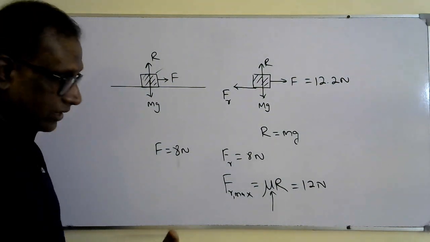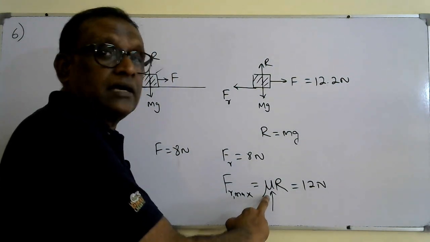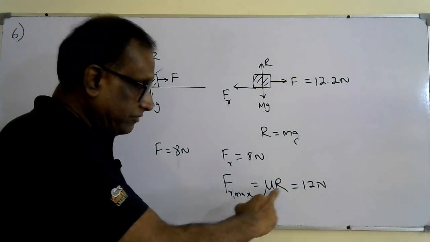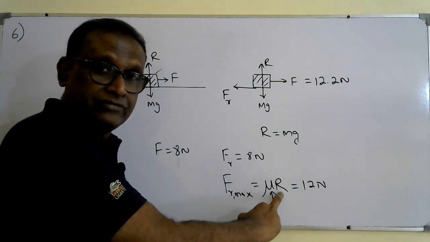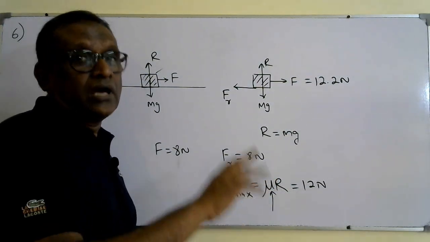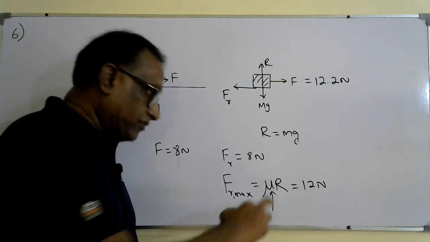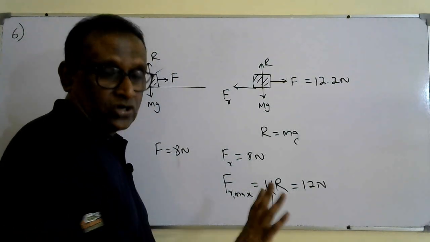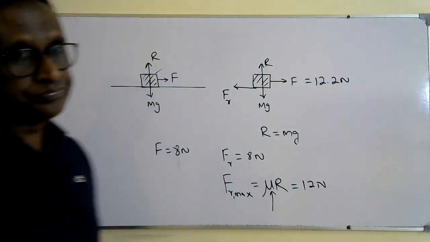Okay, so I several times told that limiting friction depends on mu and R. Mu depends on the type of the contact surface. R should remain constant. If R also remains constant, limiting friction will remain constant for the given object and the contact surface. But if R also changes, limiting friction also will change even when the contact surface remains the same.